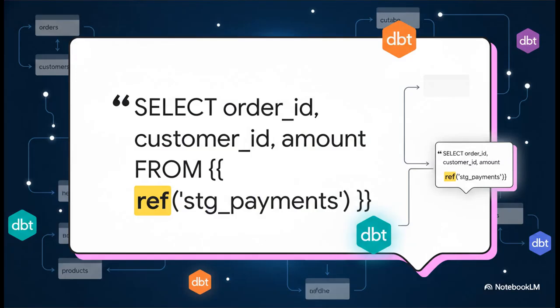And look at this. This is a perfect example of how simple it is. This right here, this is a complete DBT model. It's just selecting a few columns from another table. But you see that funky part? With the double curly braces and the ref function? That is where the magic really starts.